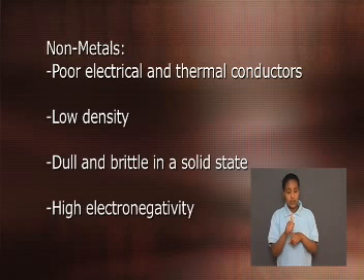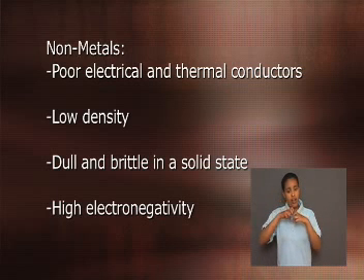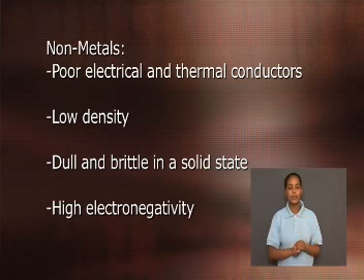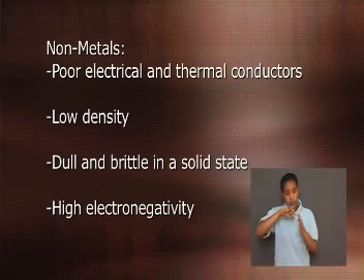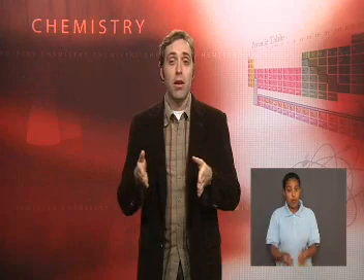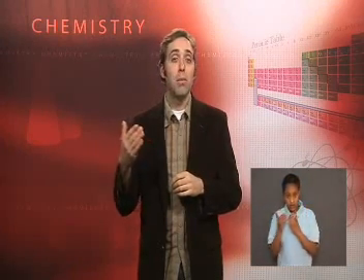Non-metals have high electronegativity. This means they have the tendency to attract electrons and thus form negative ions. While the majority of elements on the periodic table can be classified as either metals or non-metals, there are a few with intermediate properties. We refer to these as metalloids.